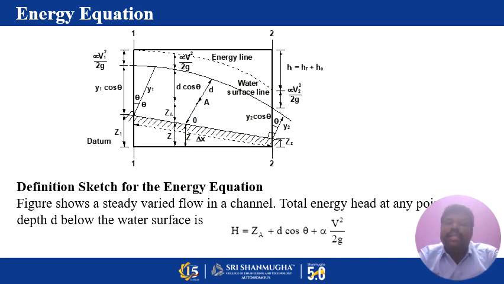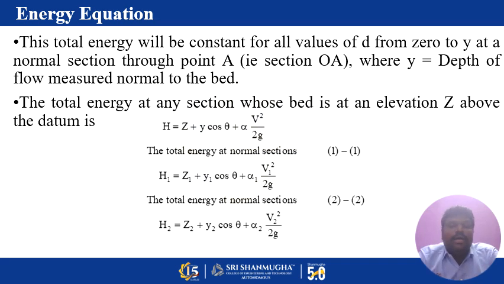The figure shows a steady varied flow in the channel. The total energy head at any point at a depth d below the water surface is H is equal to Za plus d cos theta plus alpha v square by 2g. Here the total energy will be constant for all the values of d from 0 to y at normal section through point A. The total energy at any section whose bed is constant at an elevation Z above the datum is H is equal to Z plus y cos theta plus alpha v square by 2g.